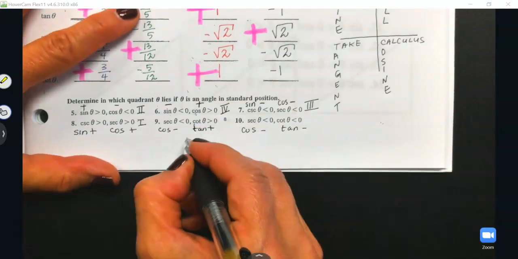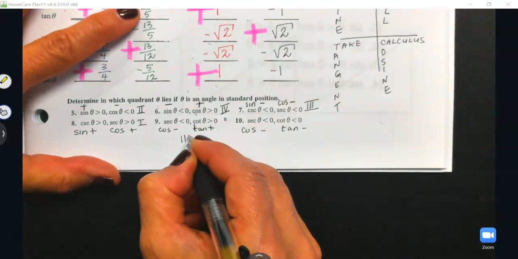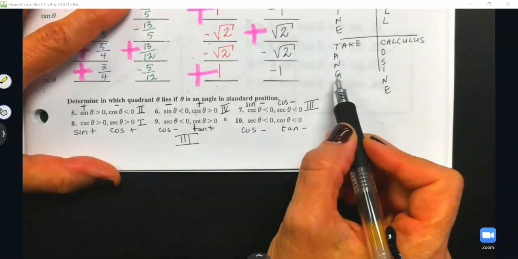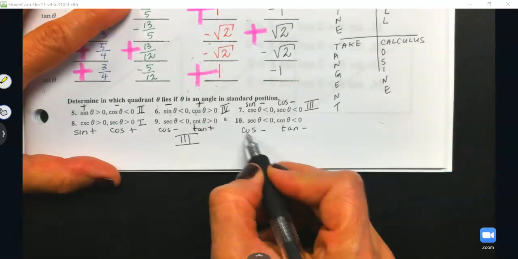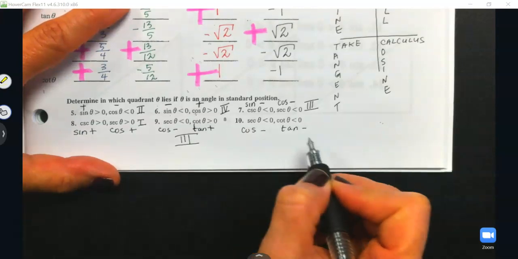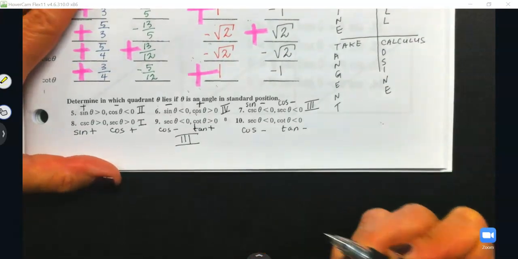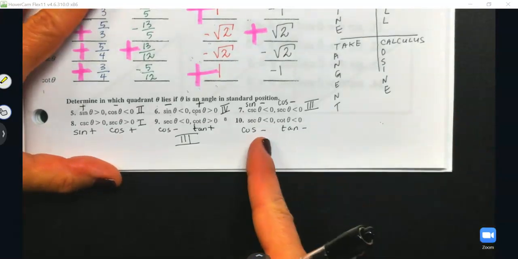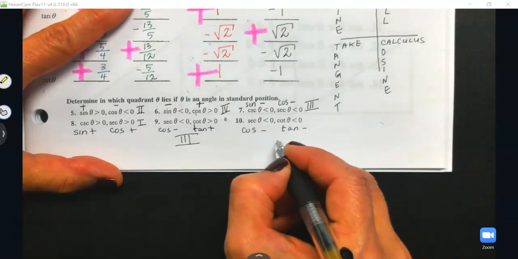What'd y'all get on 9? 3, because that's where tangent's only positive. Number 10, if cosine is negative and tangent is negative, then sine has to be positive. So 10 is quadrant 2.